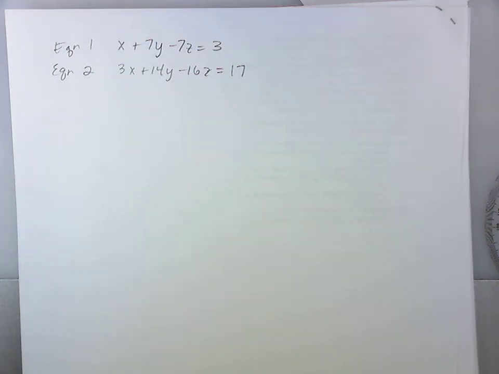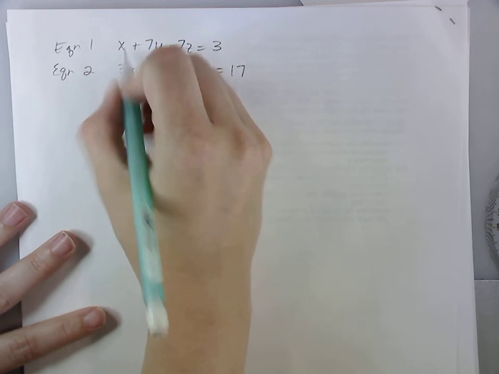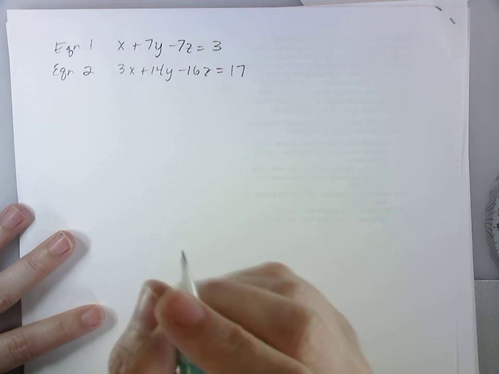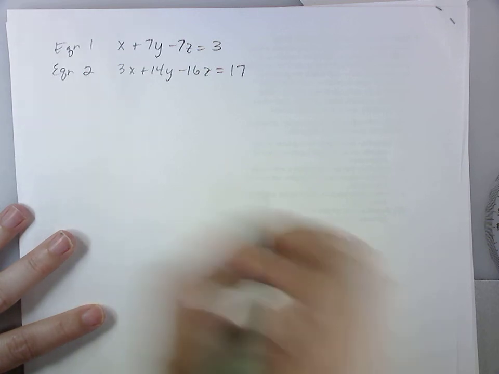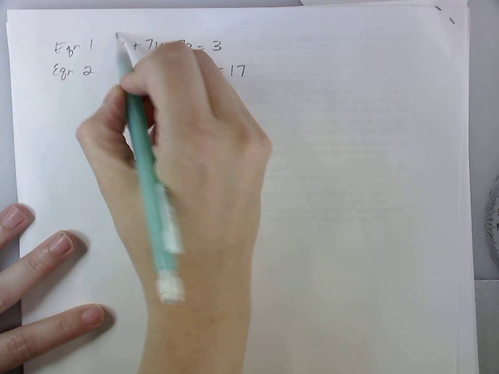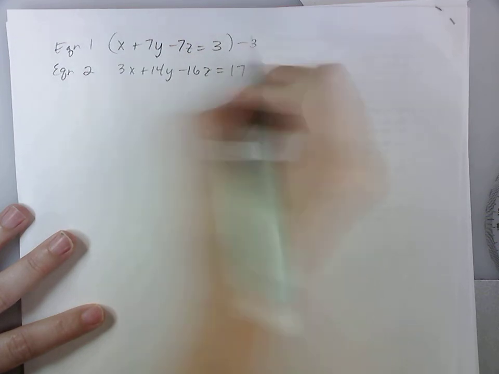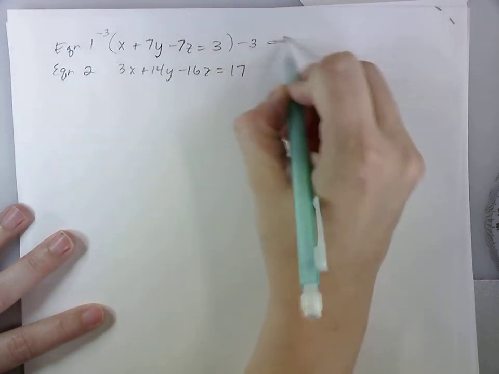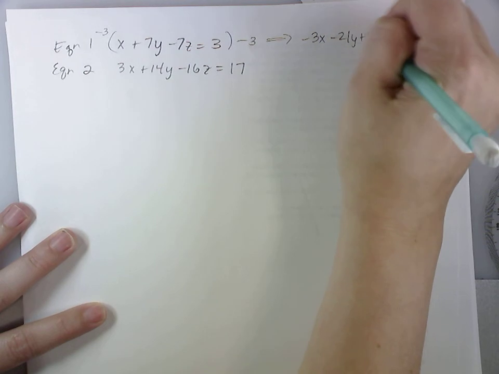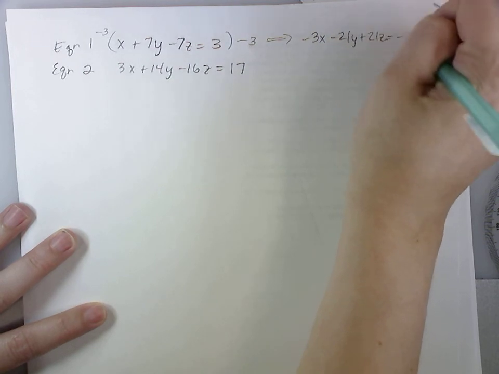And if you're canceling out the x for this, Nathaniel, what am I going to multiply by? 3. Close. Negative 3, yeah. Okay, so we're going to multiply by negative 3. So then we'd have negative 3x minus 21y plus 21z equals negative 9.